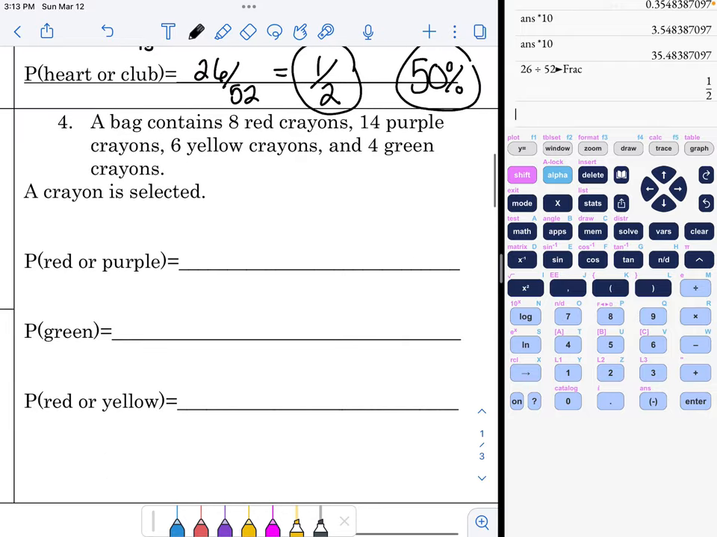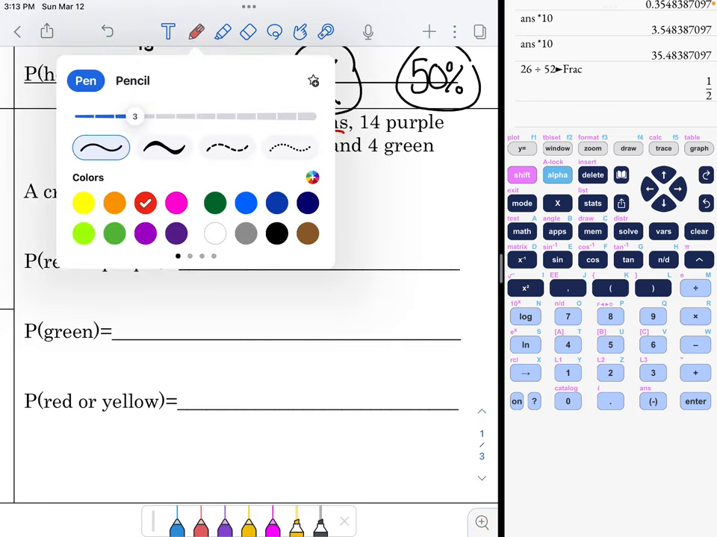Now we're going to talk about this bag of crayons. We have 8 red. I'm a very visual learner, so I like to see them underlined in that color. 14 that are purple.